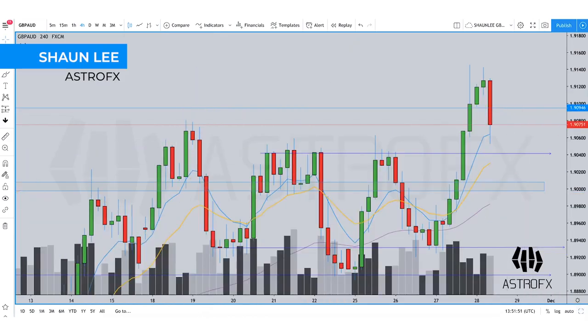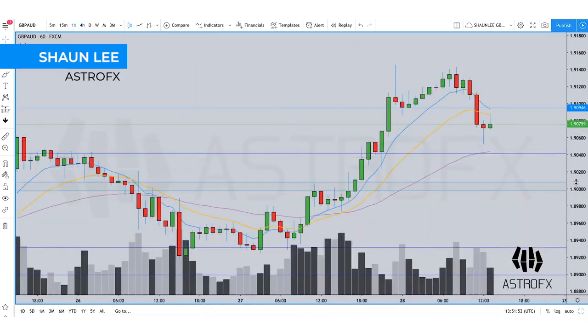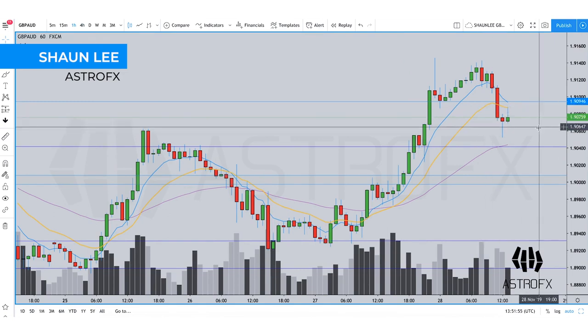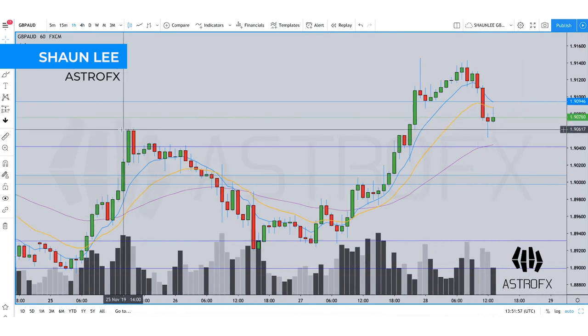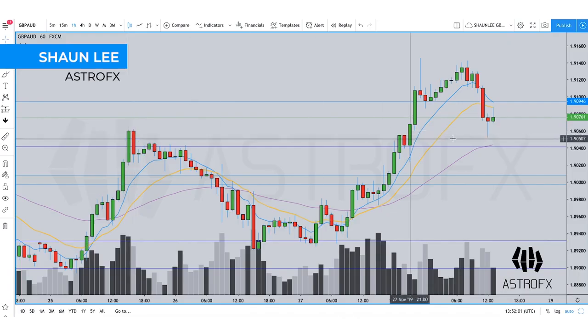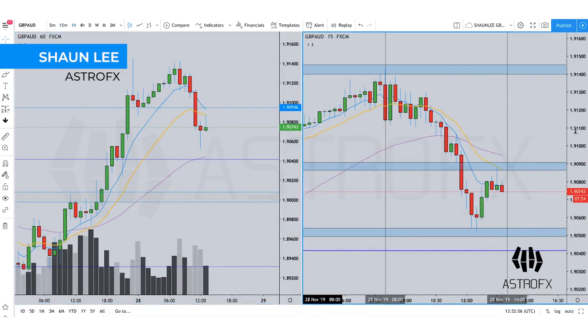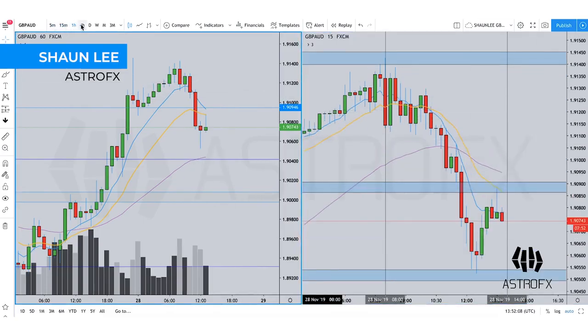So what is next for GA? Let's look at the hourly. The hourly is just in pieces right now. It's reacting to this higher level right there. Can you see here where the stop run was? Look at that. When I put my crosshair, bang! Wow, impressive. I love this.